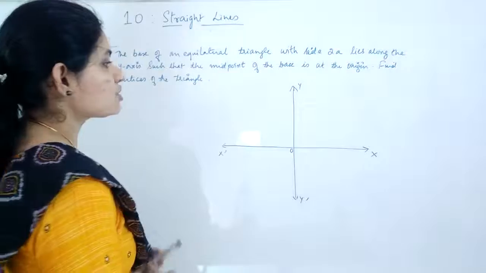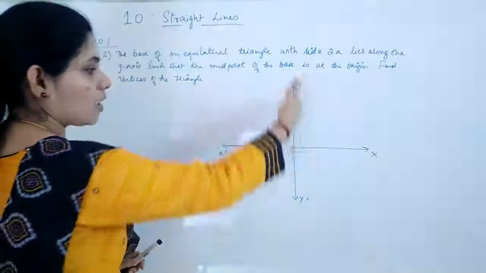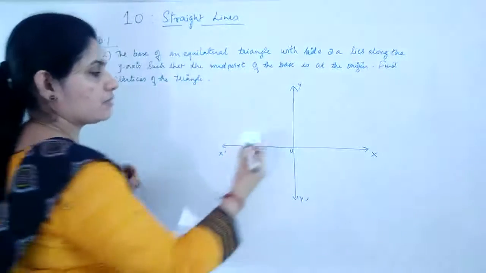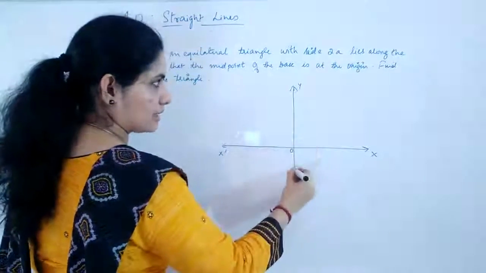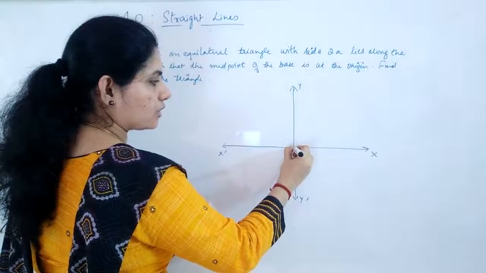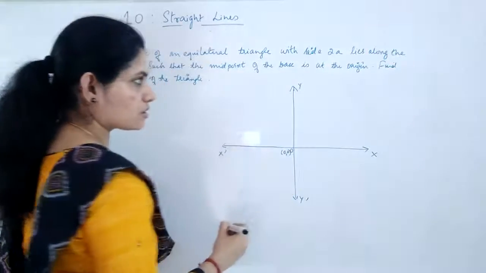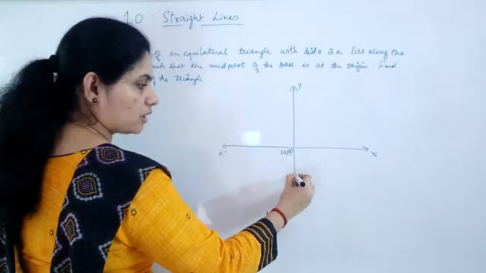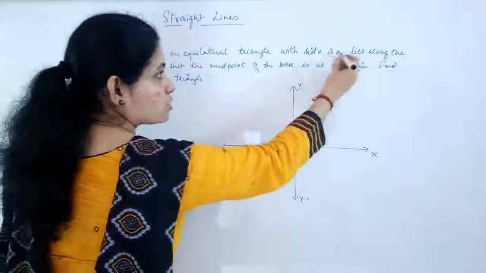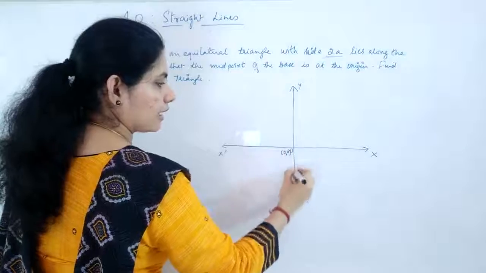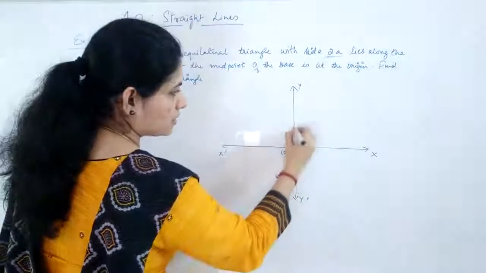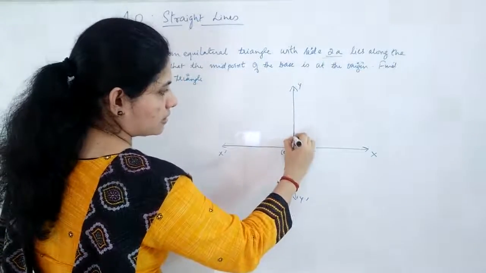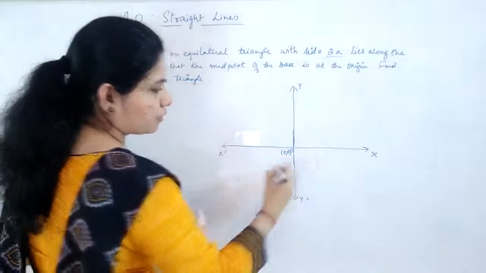Okay, but the base should lie along the y-axis, and the midpoint of the base should lie at the origin. So this is (0, 0), the origin. Here will be the midpoint, meaning this distance and this distance for the equilateral triangle. In total it has 2a, meaning here also a, here a. Okay, so suppose the base is divided into equal parts in the upper part and lower part of the x-axis.